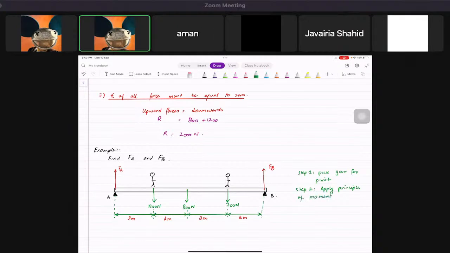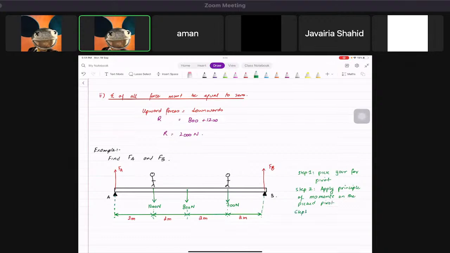What should we do? Should we pick A or C? They are both the same, but I'm saying you pick one. Just pick one. Oh, A. Okay, A. So once you have picked the pivot that is your favorite, you can then move to step 2, which is apply principle of moments on the picked pivot. You just need to ignore the other one, okay?